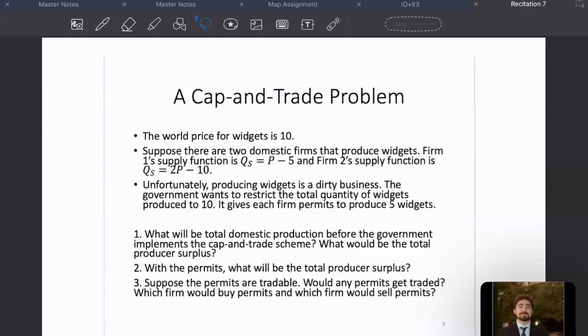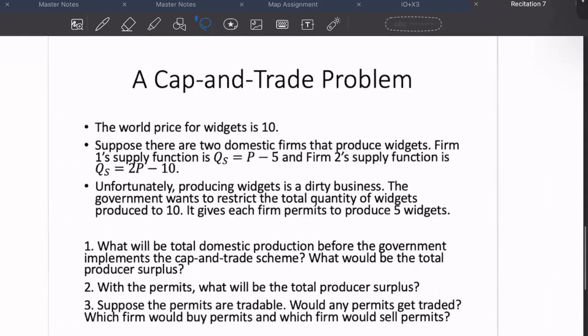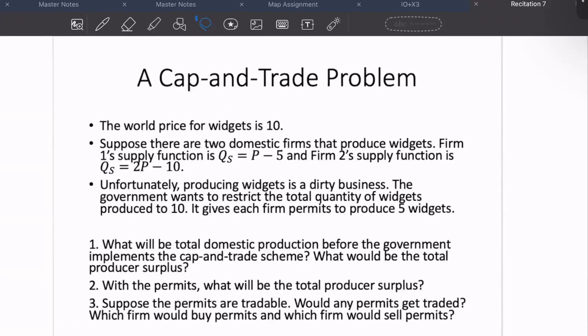All right. Hello, everyone. So, as promised, I'm going to be recording a video on our cap and trade problem and just going a little bit deeper into how we go about doing cap and trade in general.